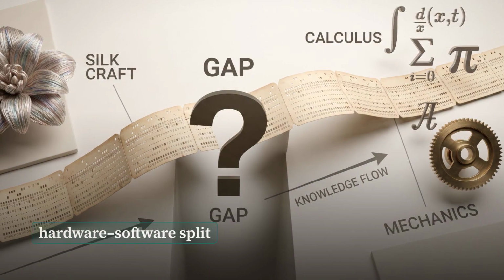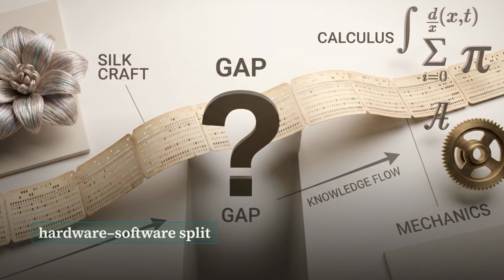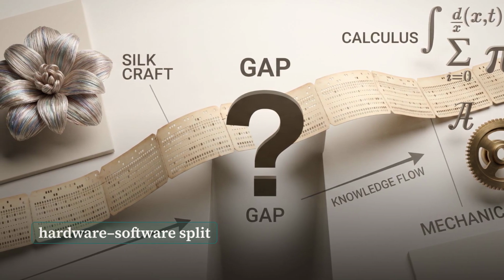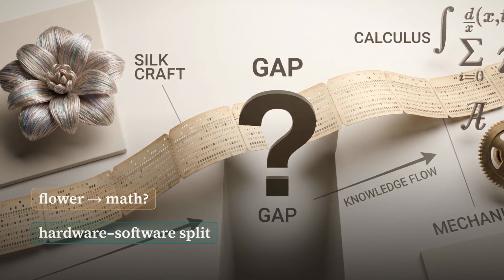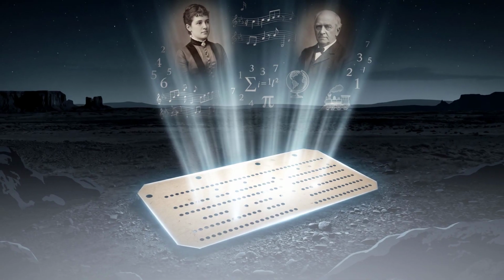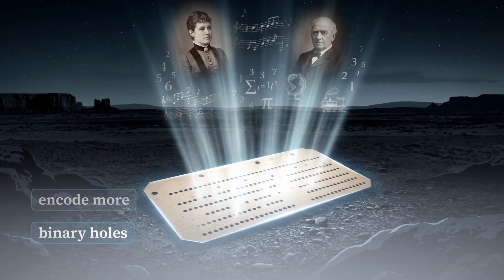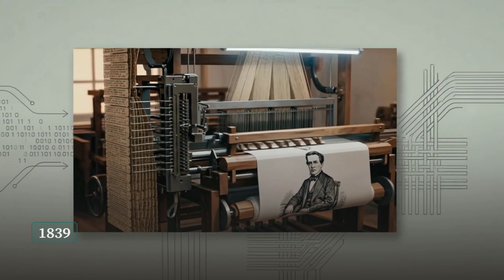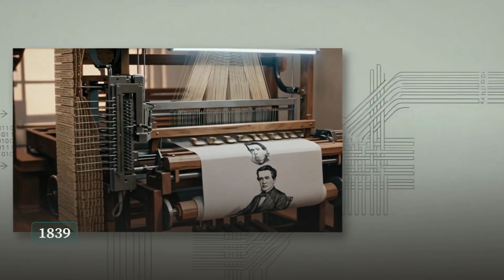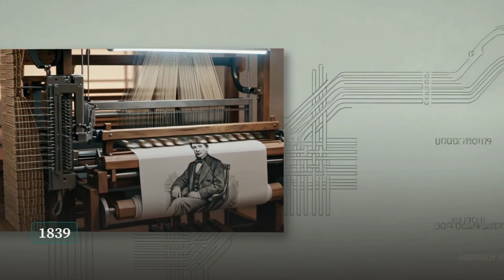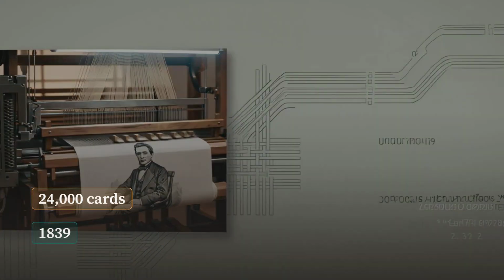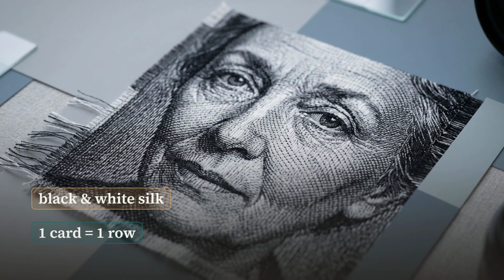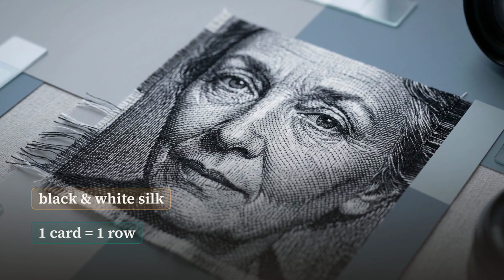Okay, so the hardware-software split becomes totally normal. People get used to weaving simple floral patterns, but the jump from weaving a flower to computing math, how does that even happen? Well, it starts when visionaries realize that these binary holes can encode way more than just a repeating wallpaper pattern. Right. In 1839, weavers created a continuous tone portrait of Jacquard himself using 24,000 punched cards. 24,000? Yeah, one card for every single row of thread, woven in black and white silk. The shading was so precise that it looked exactly like a high-end engraving.